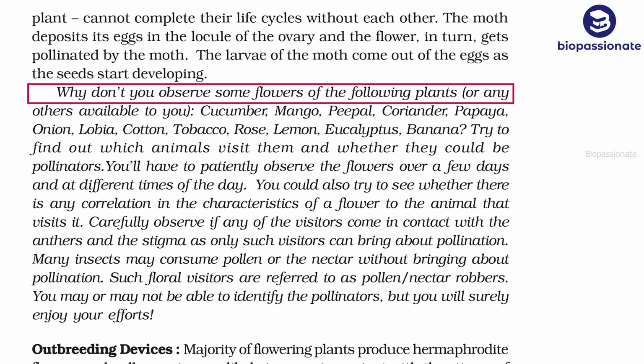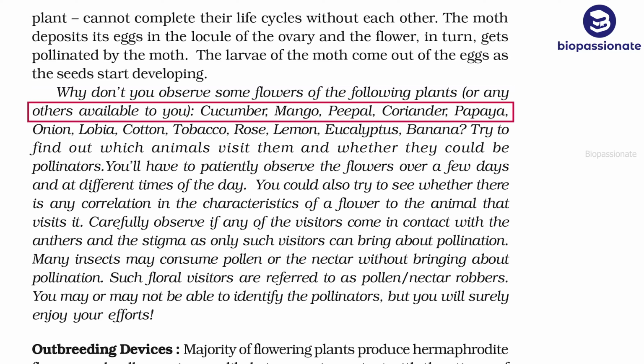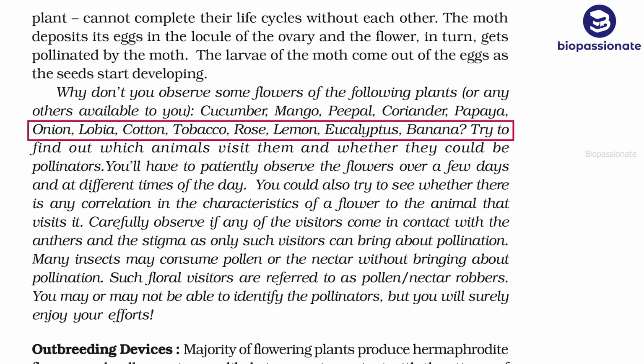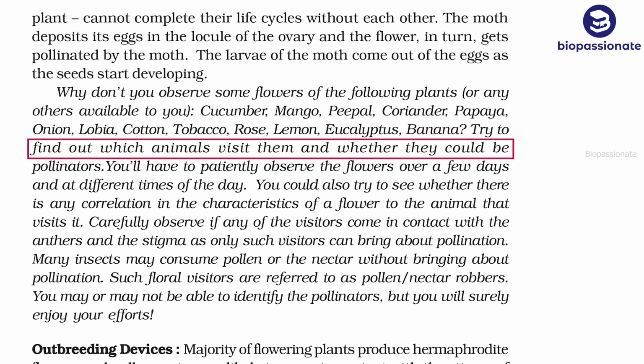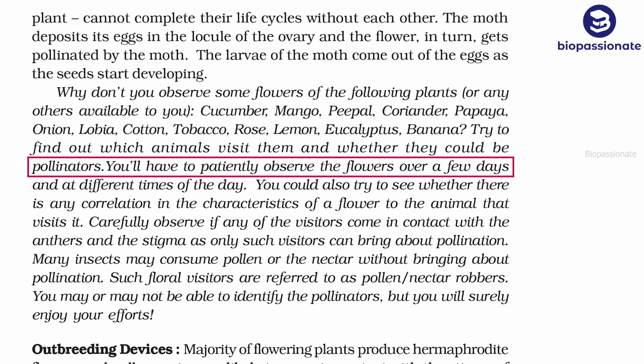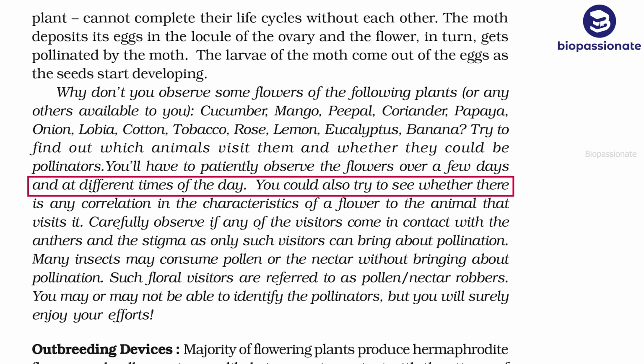Why don't you observe some flowers of the following plants, or any others available to you? Cucumber, mango, peepal, coriander, papaya, onion, lobia, cotton, tobacco, rose, lemon, eucalyptus, banana? Try to find out which animals visit them and whether they could be pollinators. You'll have to patiently observe the flowers over a few days and at different times of the day.